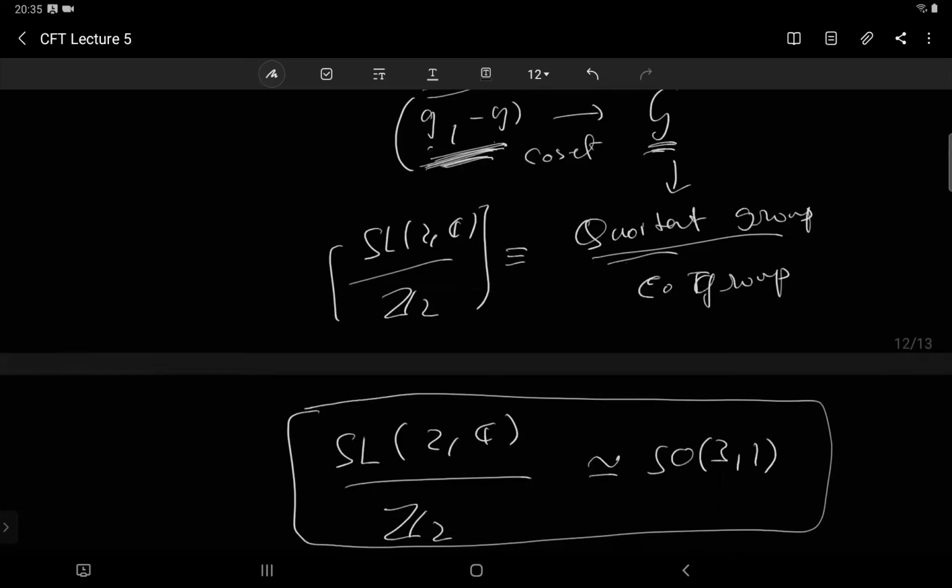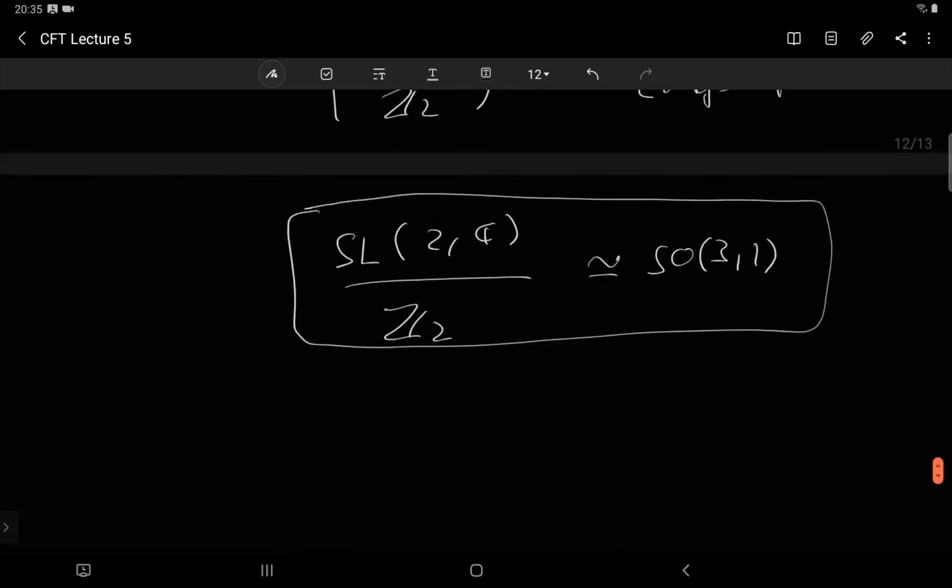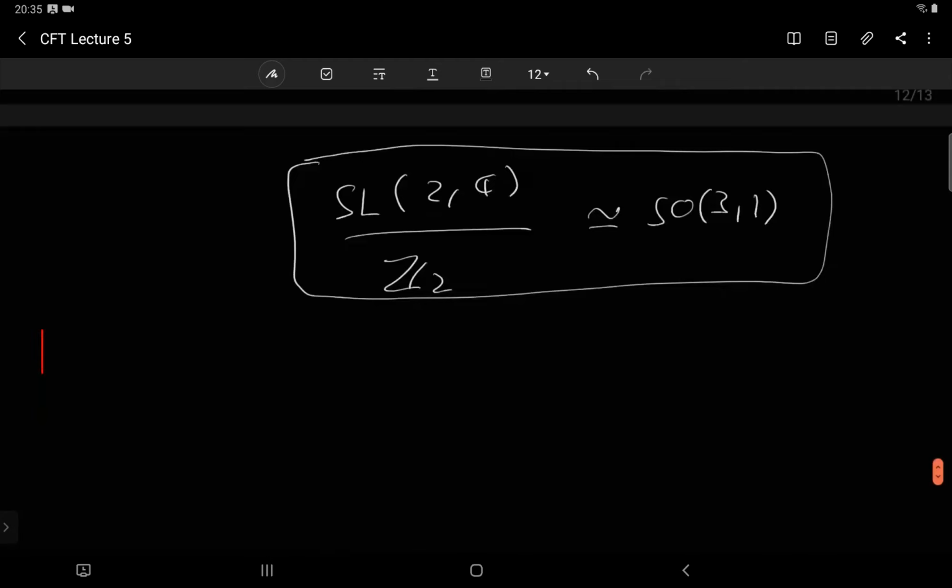Okay, and because the conformal group is SO(3,1), we can say that SL(2,C)/Z2 is isomorphic to SO(3,1). This is very important when we understand spinors and all that. This SL(2) is very important for spinors of SO(3,1). But anyway, is this clear?